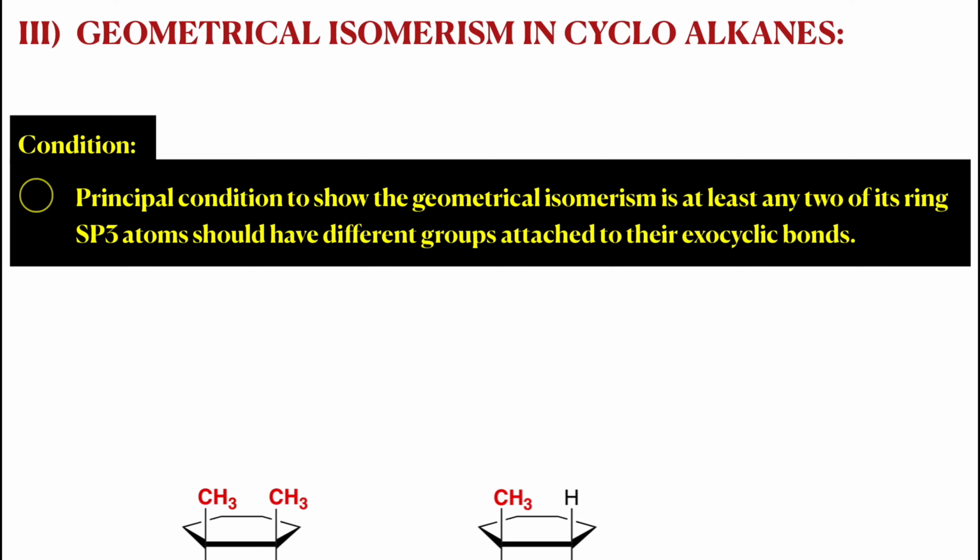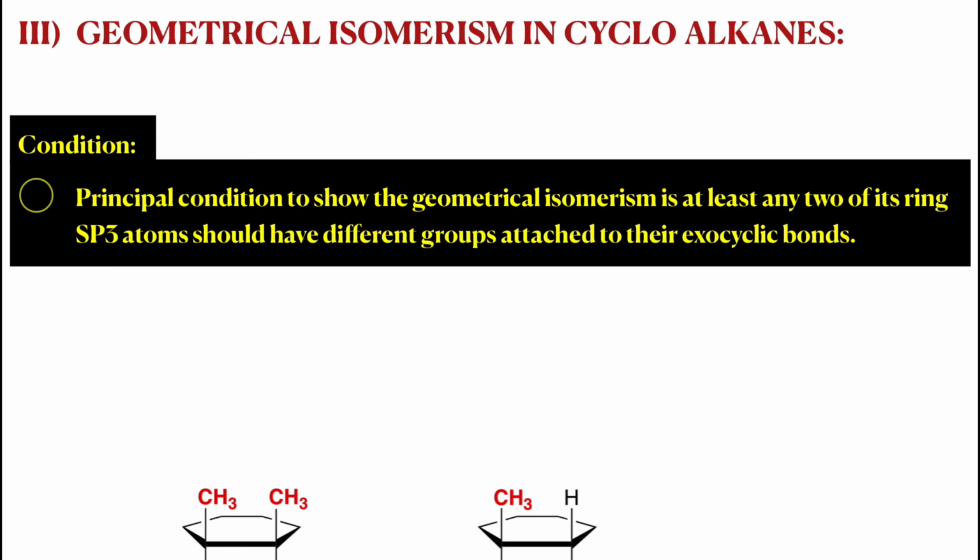Hello everyone, this is the continuation video in the playlist of stereoisomerism. In this lecture, I am going to discuss geometrical isomerism in cycloalkanes and derivatives of cycloalkanes. Is geometrical isomerism possible or not? If it is possible, what are the configurations we use to represent geometrical isomers of cycloalkanes?